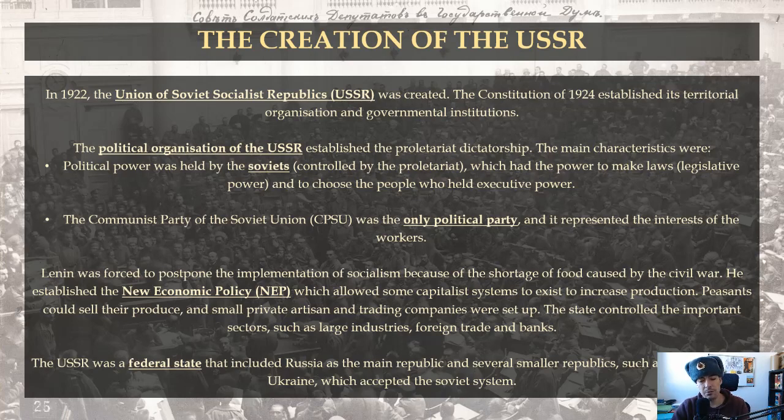The USSR was also a federal state that included Russia, but also many other republics: Ukraine, Belarus, the Caucasian republics, all the Central Asian republics, Kazakhstan, Tajikistan, Uzbekistan. And they accepted the Soviet system, so the Soviet Union was formed as a federal state, in which the representatives of every republic were seated at the Soviet of the Nationalities.